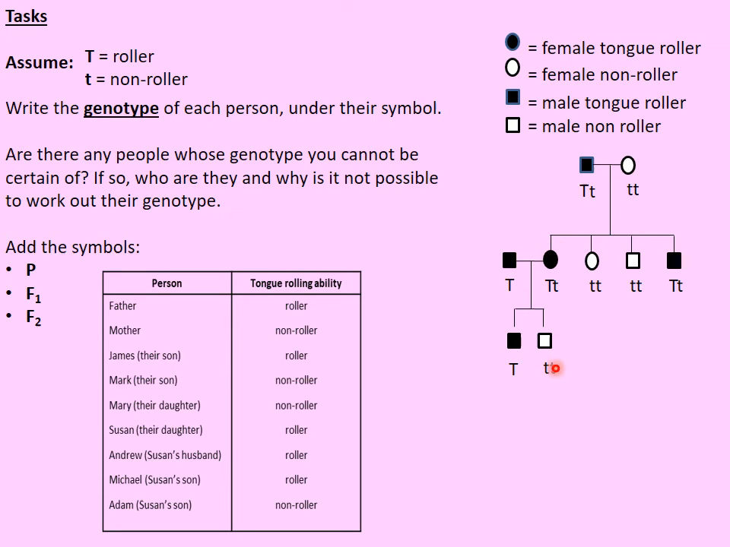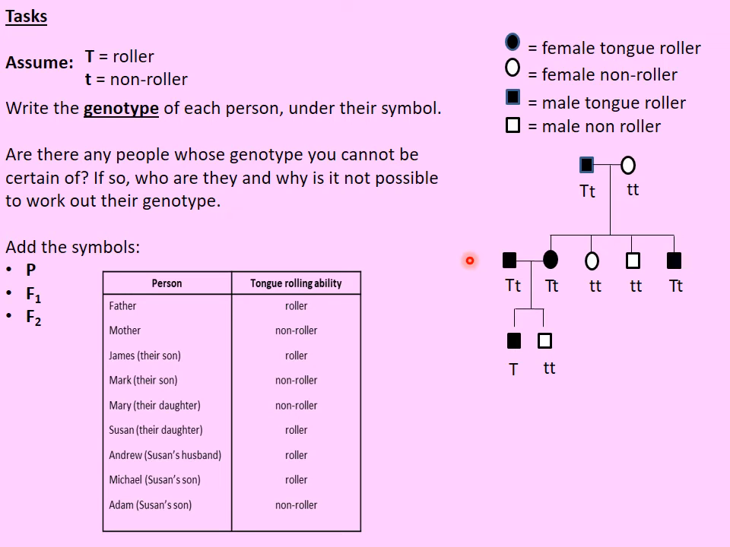Next up, we've got these two individuals, Andrew and Susan. They've gone on to have two children. One of their children, importantly, can't roll their tongue. They display the recessive phenotype. So they got one of the little t's from Susan, we know that for sure. The other one, the only place they could get that is from Andrew, from their dad. So he is also going to be big T, little t.